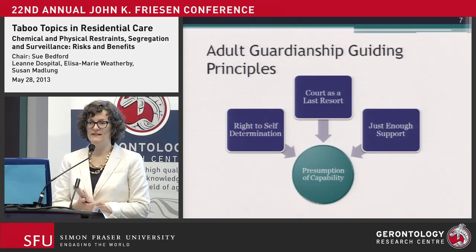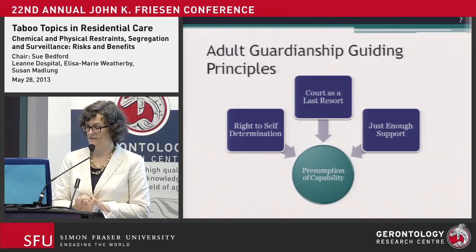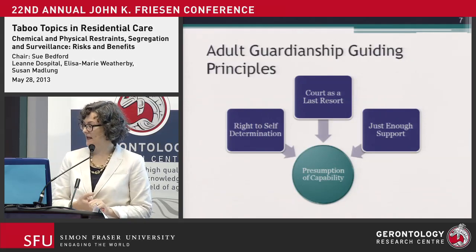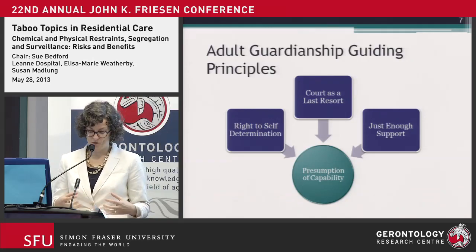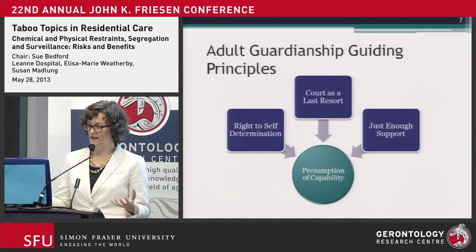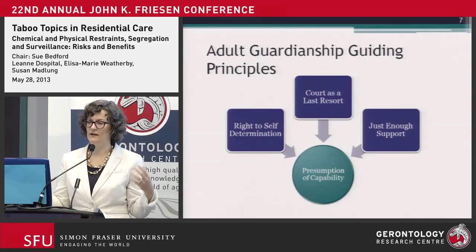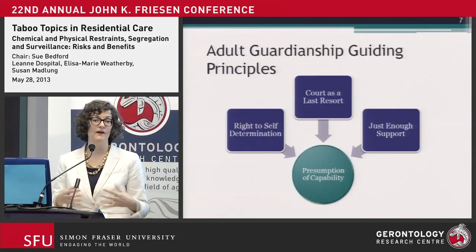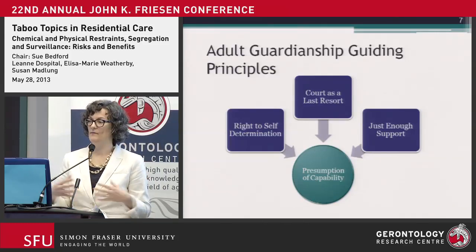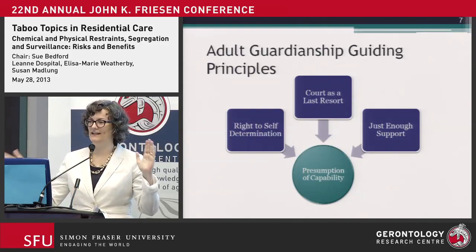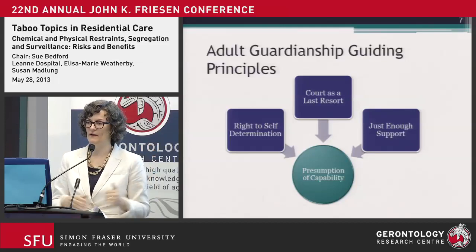First and foremost is the presumption of capability. There's also the right to self-determination, court as a last resort, and just enough support. And when we look at capability, it's something that you are familiar with. I mean, it can fluctuate on a day, it can fluctuate on the hour of the day, whether the person's had a meal. It can fluctuate depending on medications. I always think of it as a spectrum from 1 to 20, and it can be anywhere along that spectrum.